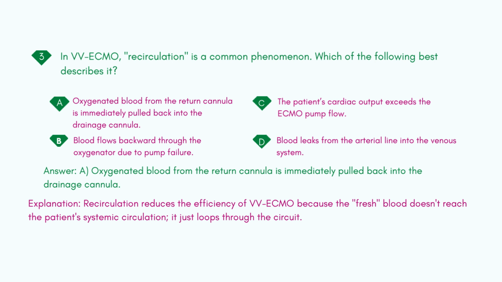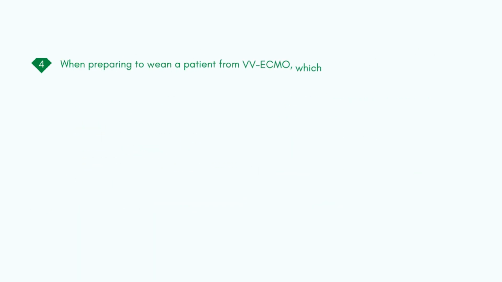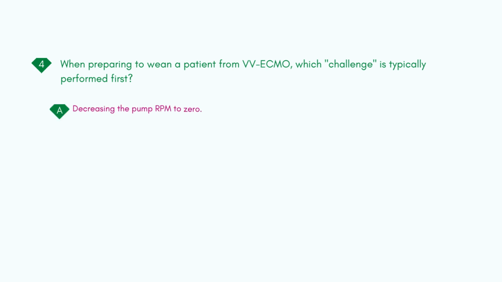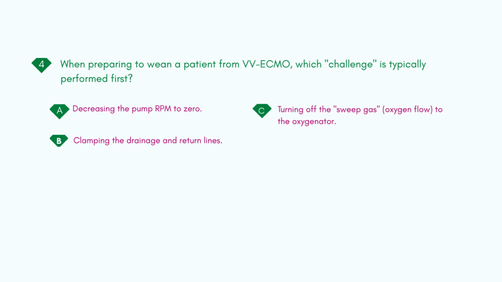through the circuit. When preparing to wean a patient from VV-ECMO, which challenge is typically performed first? A. Decreasing the pump RPM to 0. B. Clamping the drainage and return lines. C. Turning off the sweep gas, oxygen flow, to the oxygenator. D. Reducing the heparin dose by 50%.